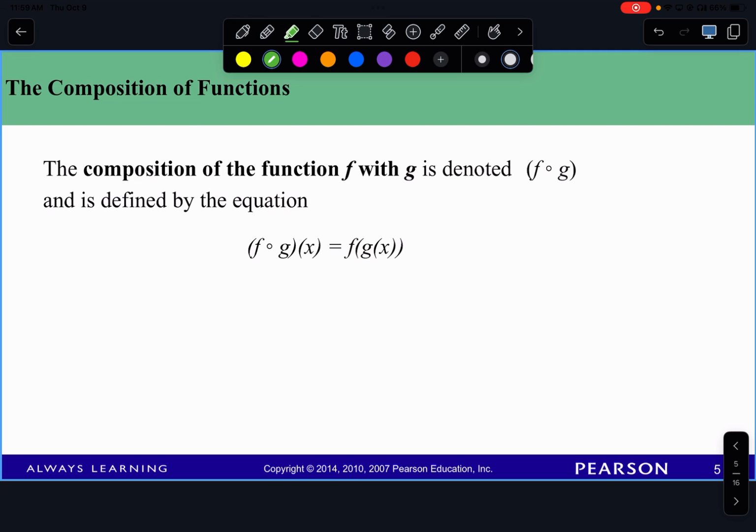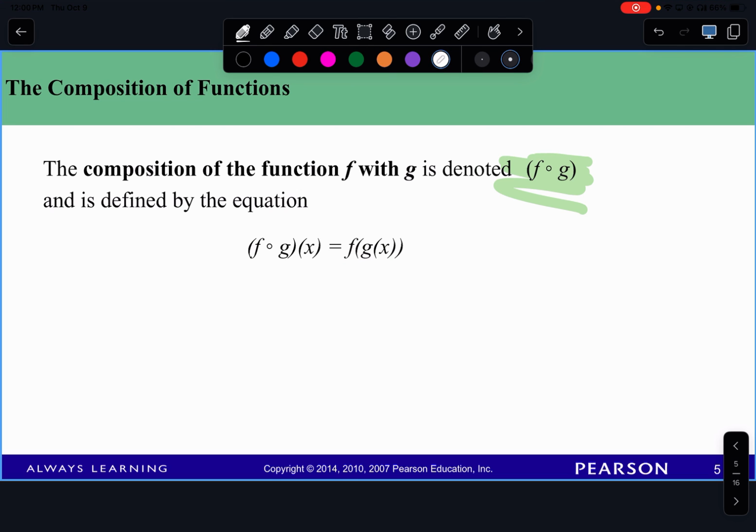Okay, first thing that you're going to write down is this. This is our notation. So composition of the function f with g is denoted f, and then it's like a little open circle, and then g. The equation for that looks like this in yellow. So I'm going to use red for my f and green for my g.